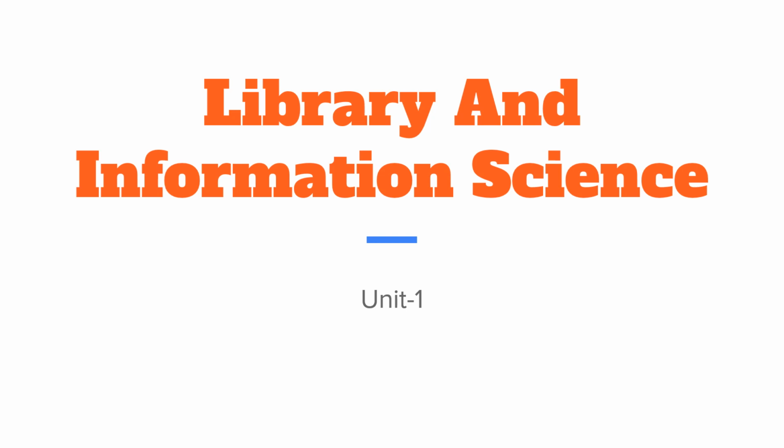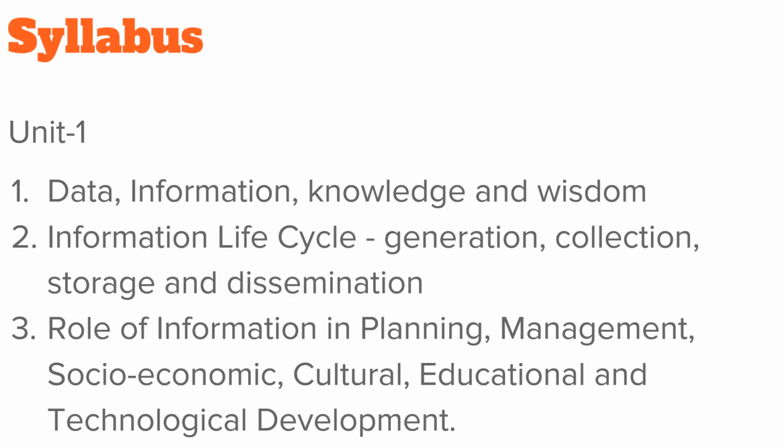We are introducing the UGC NET class in the subject of Library and Information Science. The Library and Information Science NET syllabus has 10 units. Each and every unit has 10 subdivisions. In the first unit, 10 subdivisions are there. So we are going to see one by one.